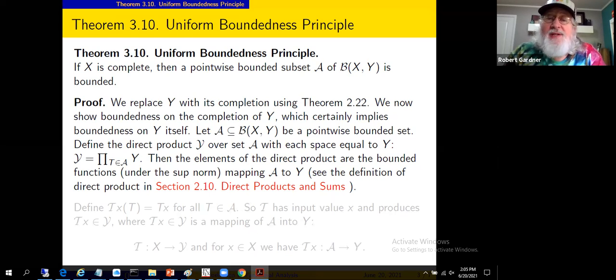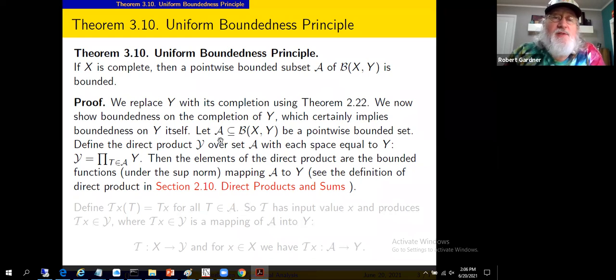If we show boundedness on the completion of Y, that certainly implies boundedness on Y itself. It's a subset of the completion. Now, one reason we're doing that is we're going to apply the closed graph theorem from the previous section. And the closed graph theorem required us to have Banach spaces on both sides here. And we've said X is a complete normed linear space, so it's a Banach space. And we're considering now the completion of Y, which is also a Banach space. So that's the reason for this movement to the completion.